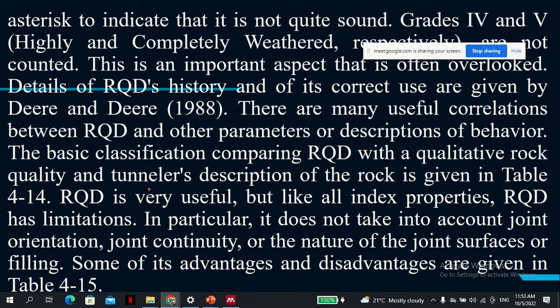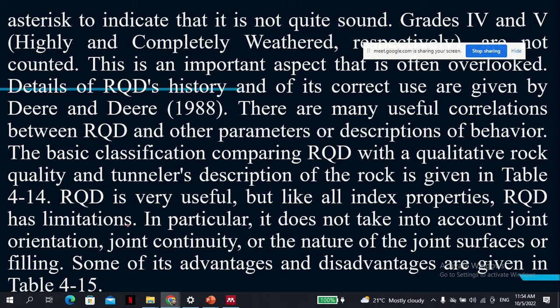The basic classification comparing RQD with qualitative rock quality and rock description is given in the table I will show you. RQD is very useful, but like all index properties, RQD has limitations. In particular, it does not take into account joint orientation, which is very important. In fact, the two main classification methods that we're going to use are based on RQD. However, they lay a lot of emphasis on the nature of the joint and the orientation.